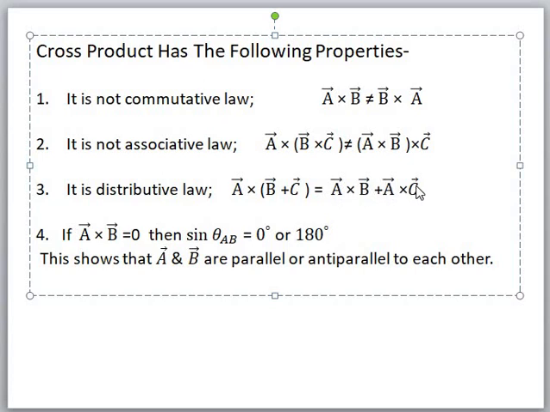The next point is if vector a cross vector b is equal to 0, then sin theta is equal to 0, so theta is 0 degrees or 180 degrees. This shows that vector a and vector b are parallel or anti-parallel to each other.